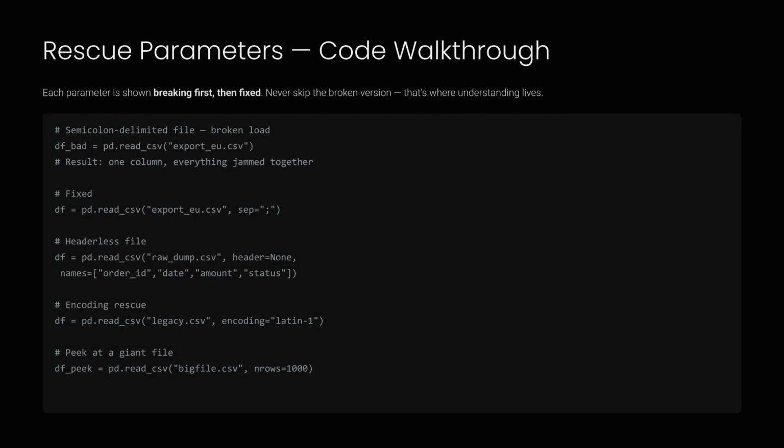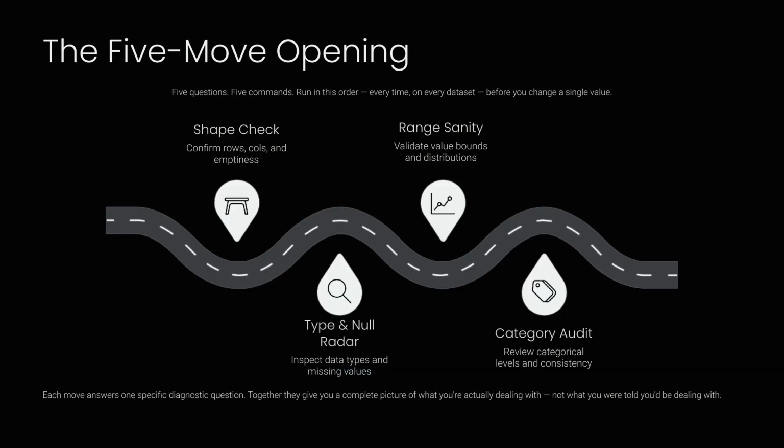Here is the code in action. Always try to load the file as is first so you can see the error. Then apply the correct parameter to fix the specific loading issue you've encountered. Now, let's look at the 5-move opening ritual: shape check, range sanity, type and null radar, and category audit. Running these in order provides a consistent diagnostic snapshot for every dataset.